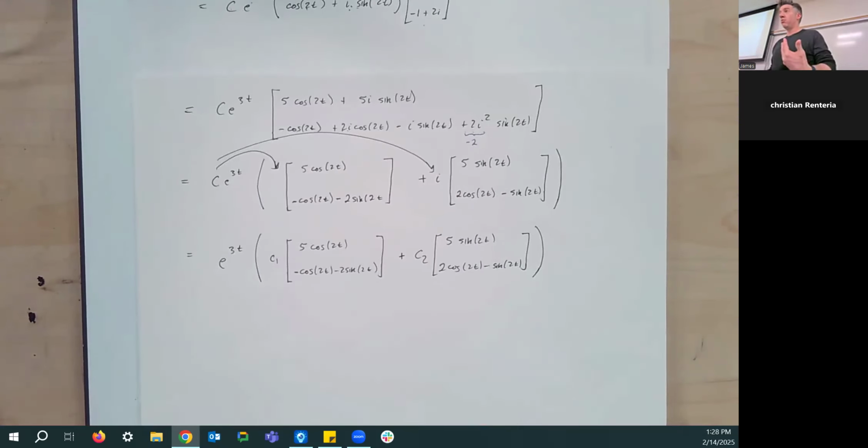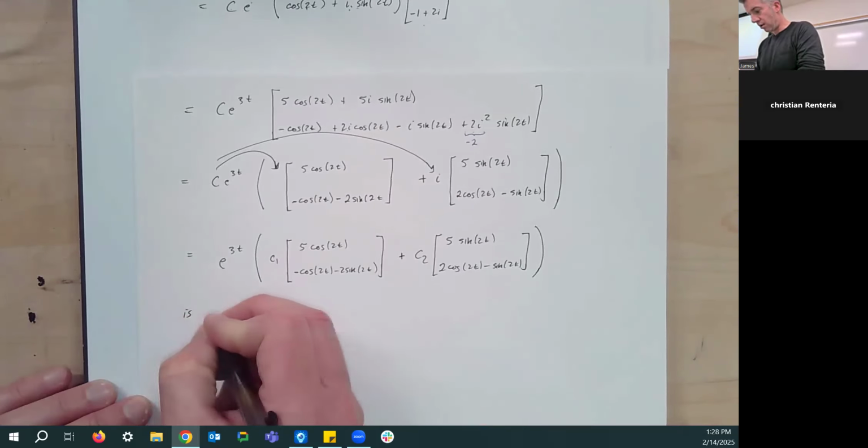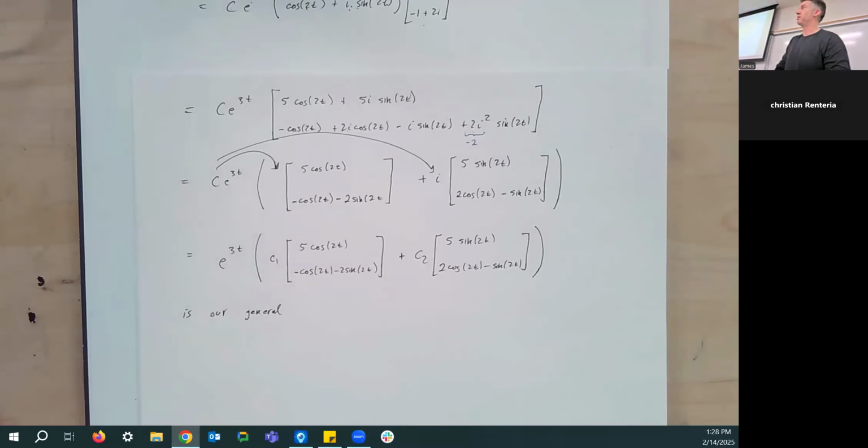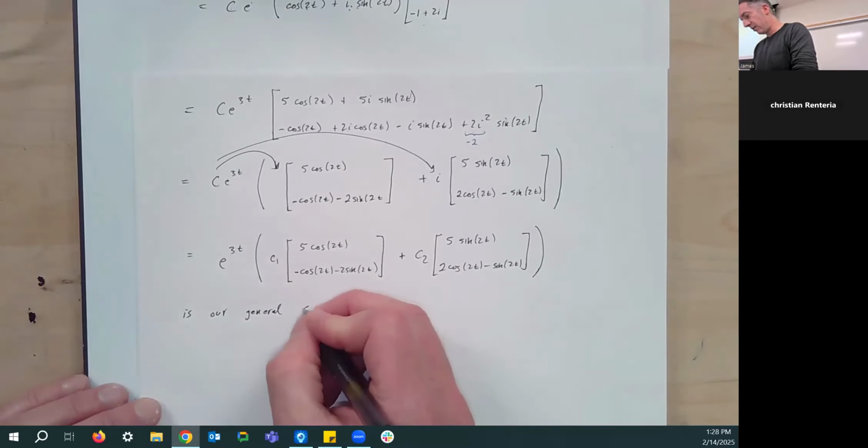And that's our general solution. Not too terrible. Says the man who's been doing it for a number of years and finally wrapped his head around it. So yeah, it's still kind of terrible.